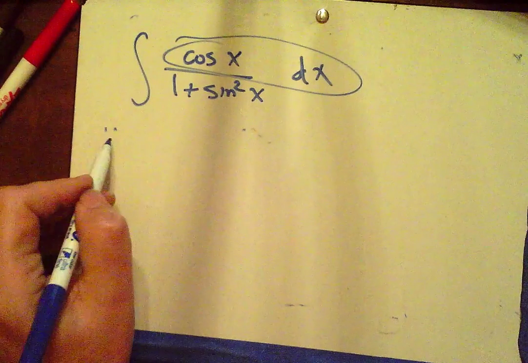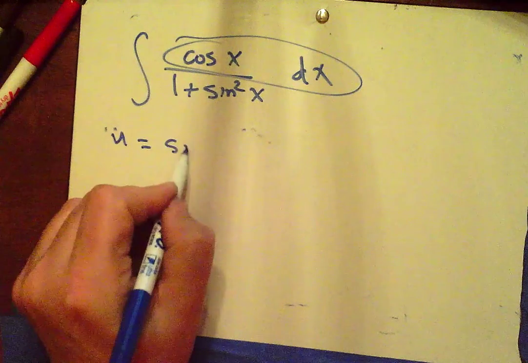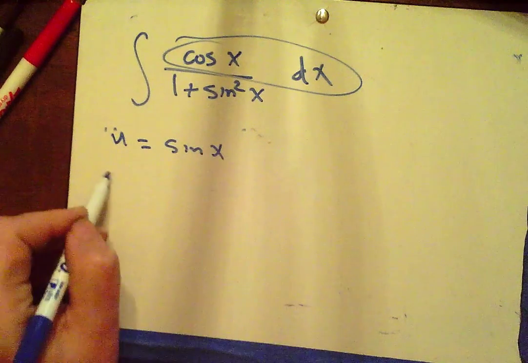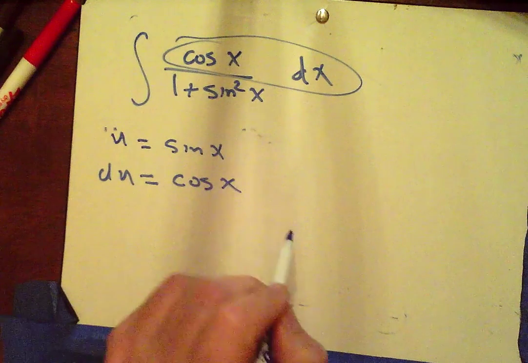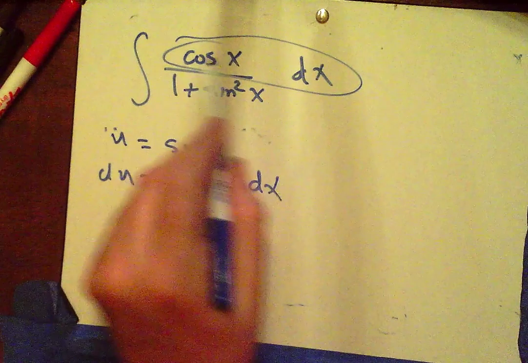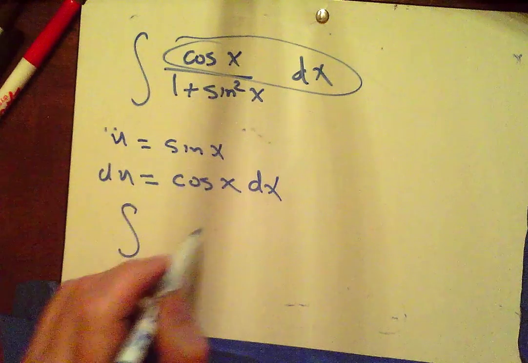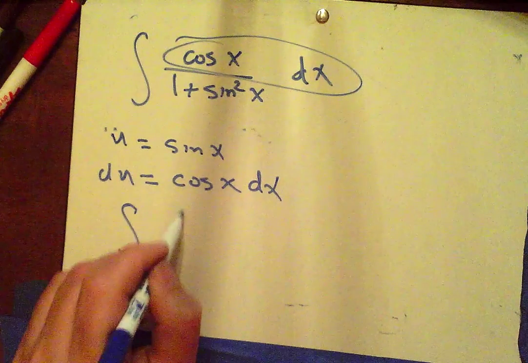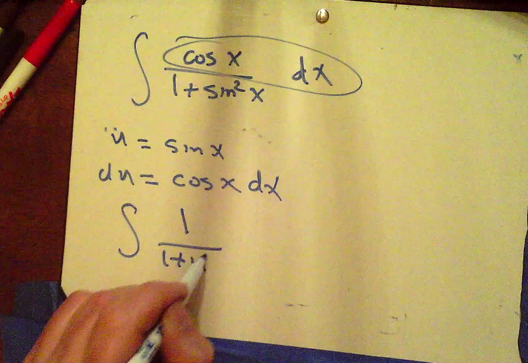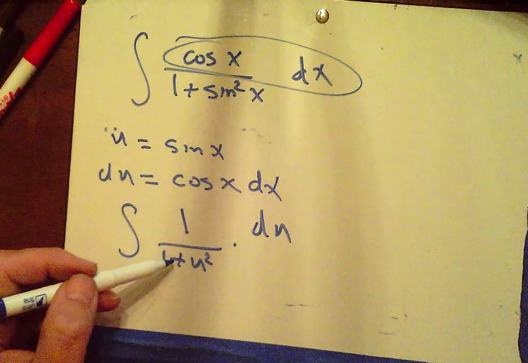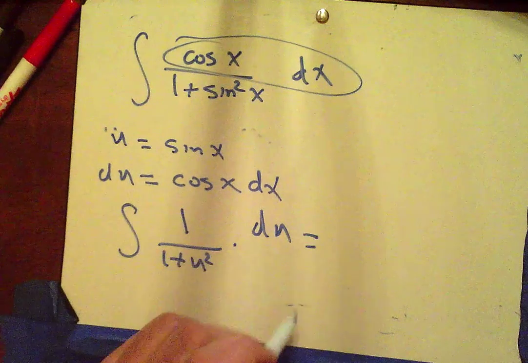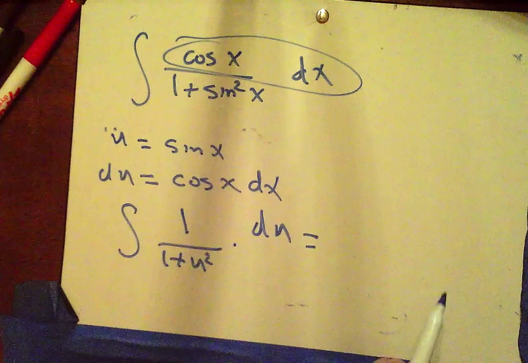Hey, what if we were a little smarter? What if instead of taking this whole denominator, we said that u was just sine x? So then du would be cosine x dx. Oh, well, I have that. So this becomes the integral of 1 over 1 plus u squared times du. Oh, look at you, your inverse tangent. Wow, I didn't see that when I took the whole denominator.